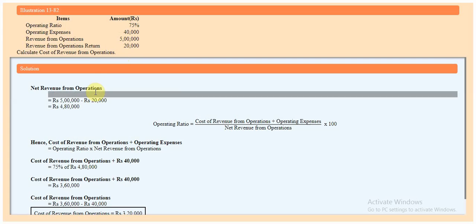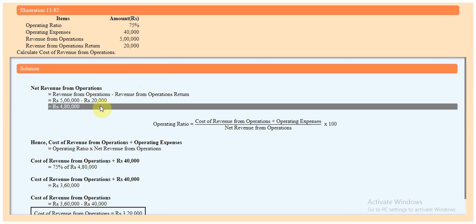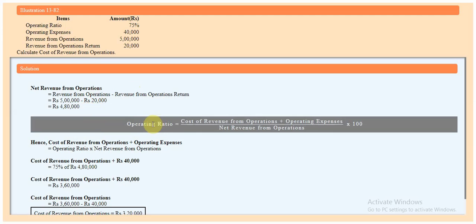Alright. So what is the net revenue from operations? We can easily calculate revenue from operations minus revenue from operations return, that is sales minus sales return will give you the net sales. That is what they have done here. So sales minus sales returns, we get net sales as 4,80,000 rupees. And then for finding out cost of revenue from operations, in this formula operating ratio is given, net revenue from operations we have just now found out, and operating expenses is also directly given in the question. So the remaining thing that we have to find out is cost of revenue from operations.